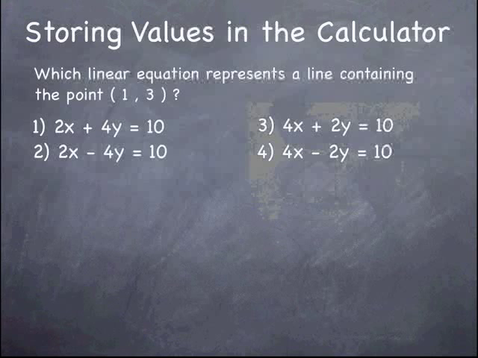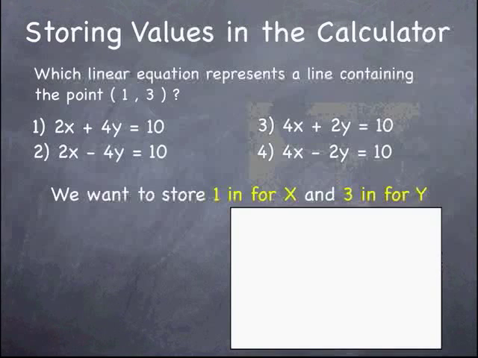In our first example, which linear equation represents a line containing the point (1, 3)? Obviously, when we have this point, the 1 is our x value and the 3 is our y value. And so what we would need to do to solve this problem is to plug 1 in for x and 3 in for y and figure out which equation works. So we can do all this on the calculator. We want to store 1 in for x and 3 in for y.